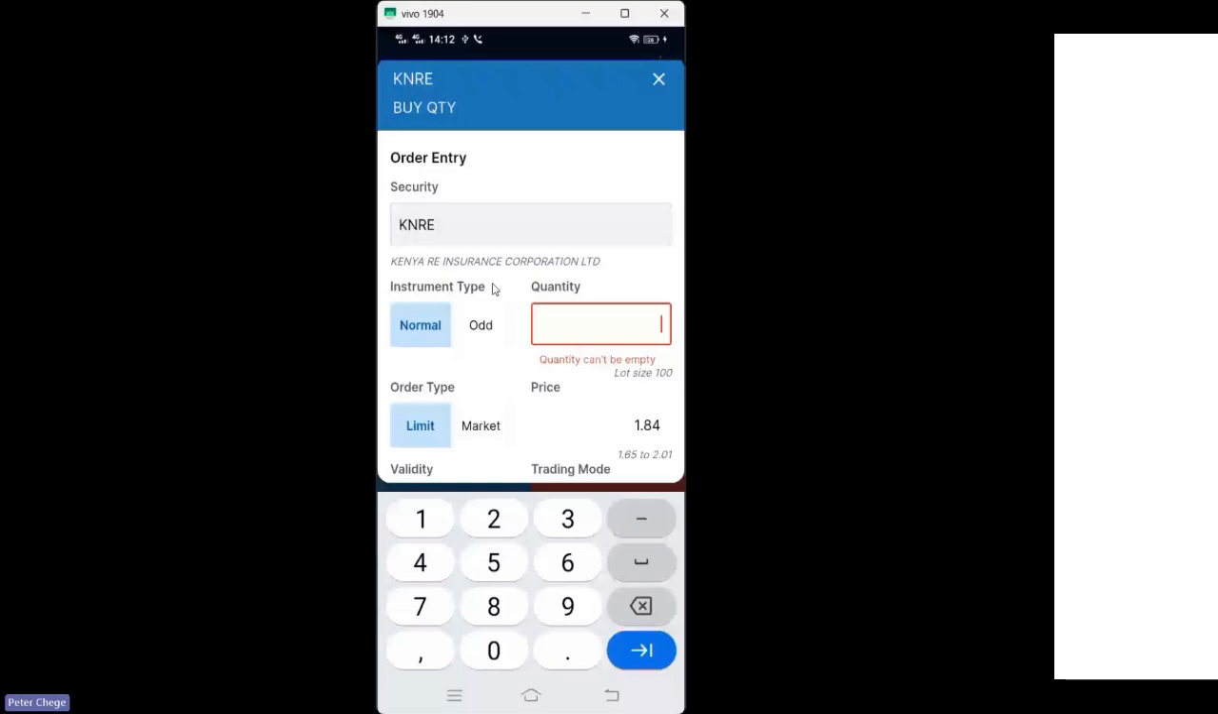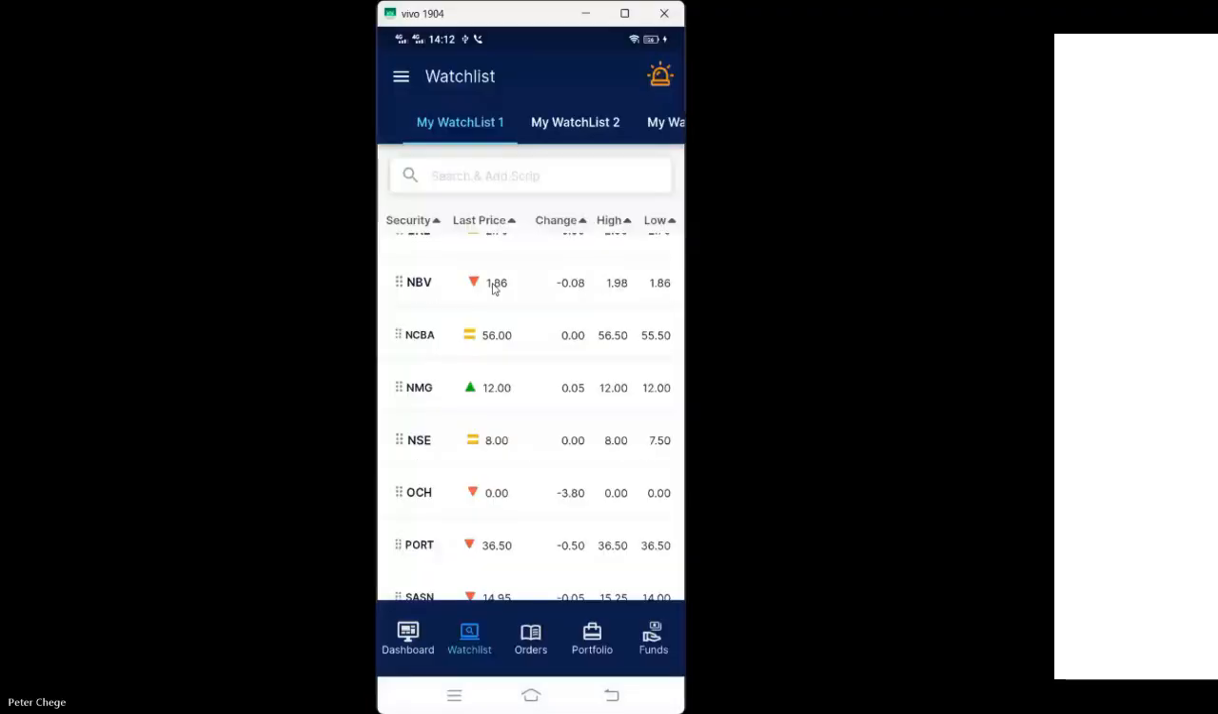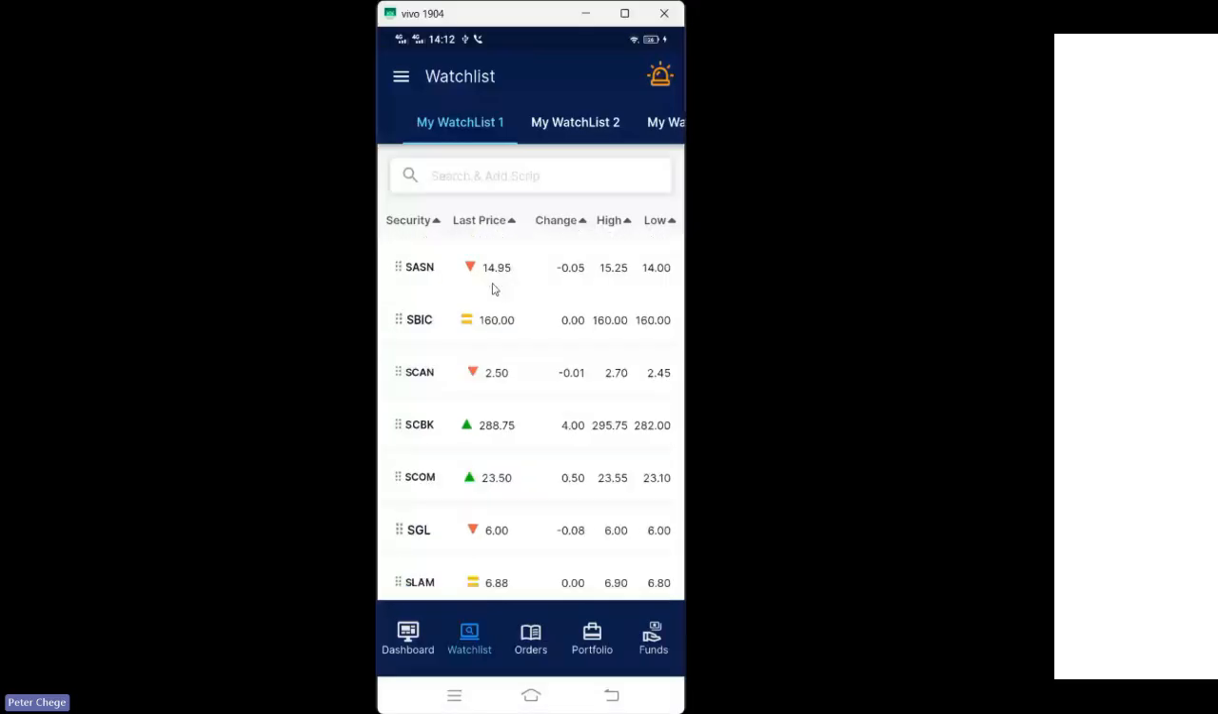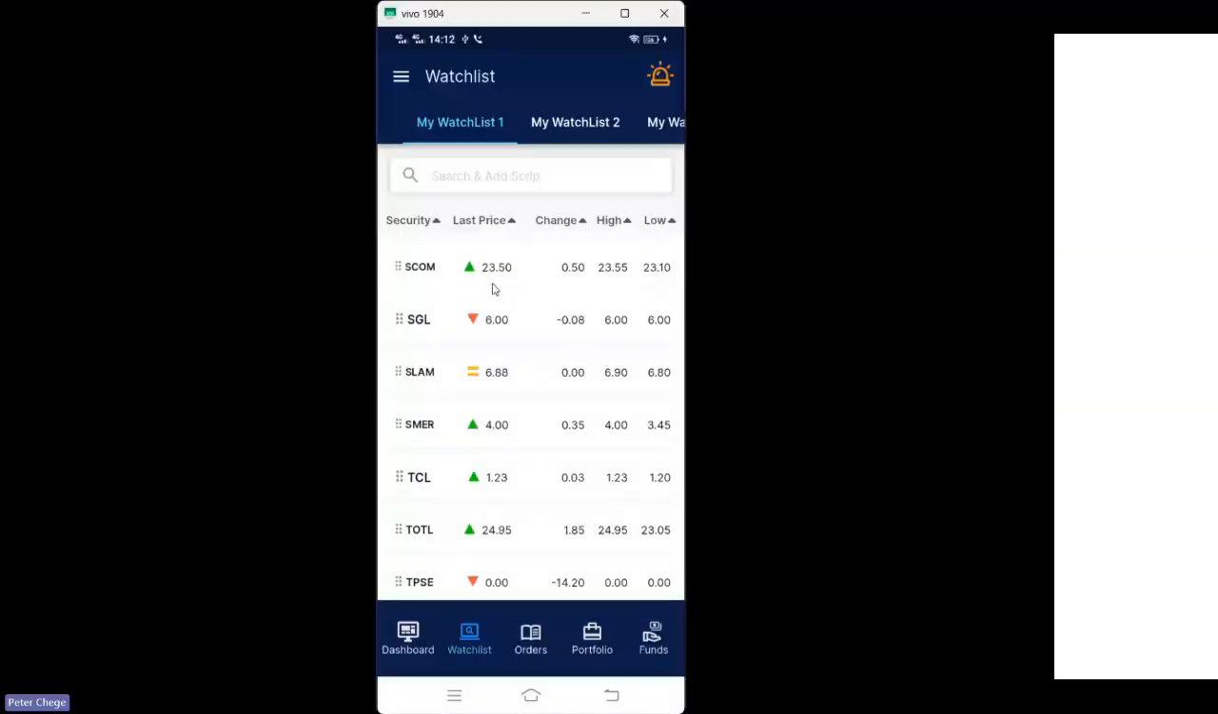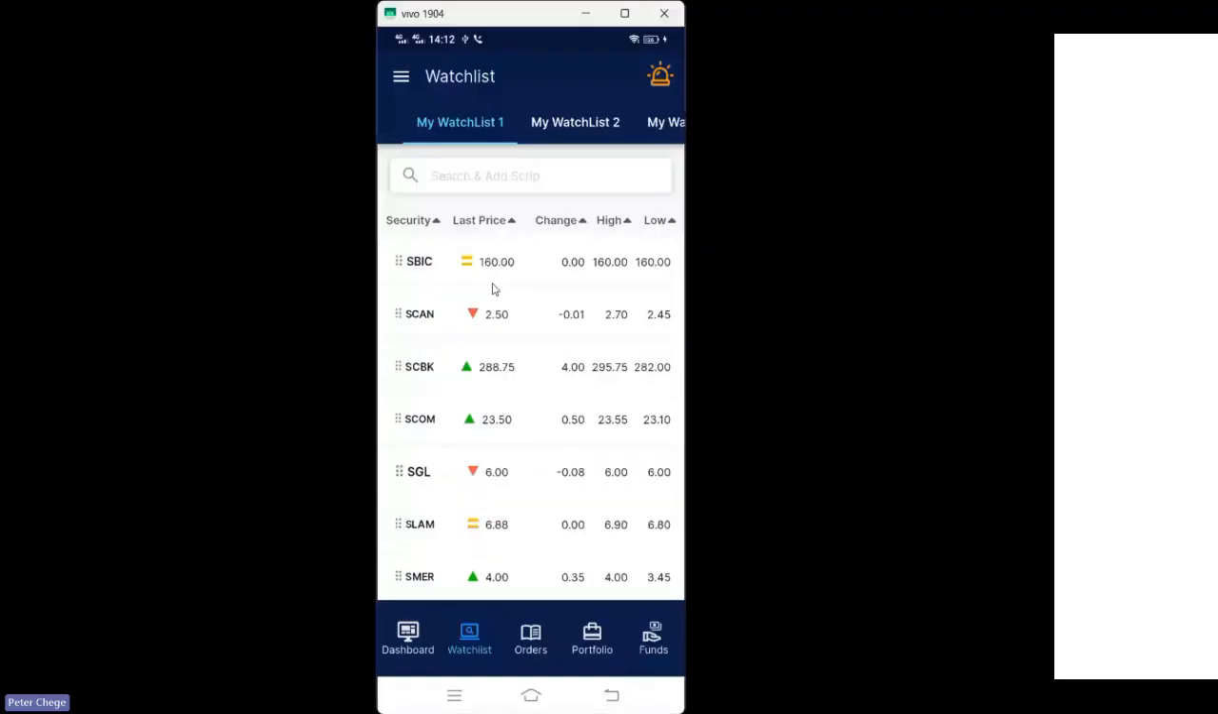Let's go back to market depth. There are shares that trade above 100. There is Stanbic, Stanchart, you can see 288. Let's scroll down. WTK 205, and they give good dividend. You can put your 500 and buy 2 shares. Those 2 shares you are buying every day, they accumulate to 100 and they are converted.